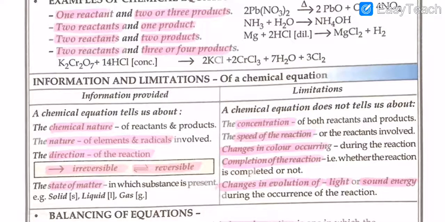So a chemical equation does not tell us about the concentration, as in how much you're putting in, the speed, as in how long it took, the change in colors occurring, or the completion of the reaction, as in whether the reaction is completed or not, right? You have the products, but how do you know it is complete? They don't tell you, right? And also the evolution of light or sound energy. During the occurrence of a chemical reaction, they will tell you the evolution, but they won't tell you the change in the evolution.